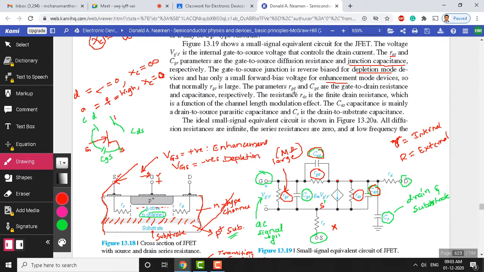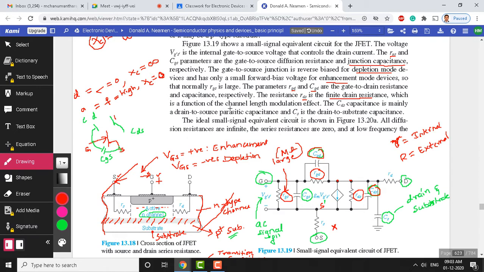I hope you understood the importance of RGD and CGD, the resistance between gate and drain. RDS is the finite drain resistance. Finite means its value is going to be very small. It is not like RGS, whose value was supposed to be very large. RDS is a finite resistance, and it depends on the channel length modulation effect.